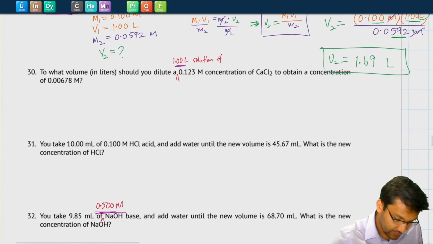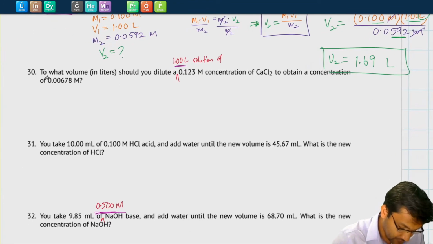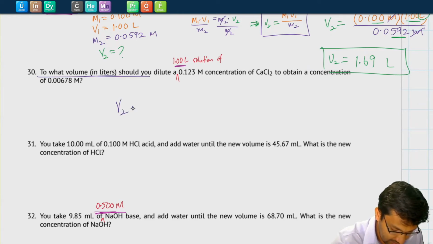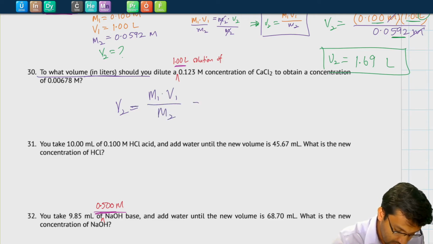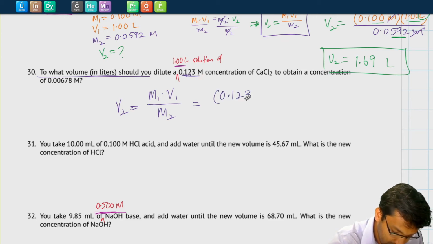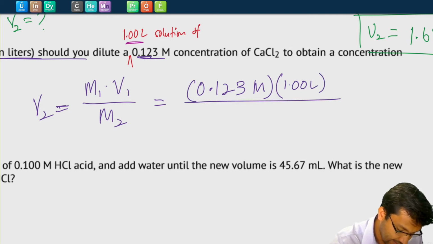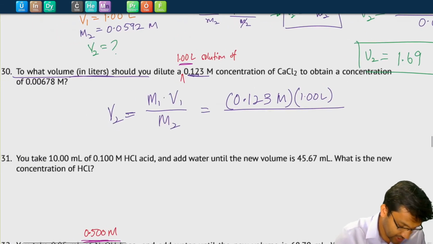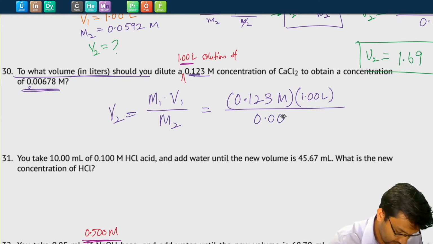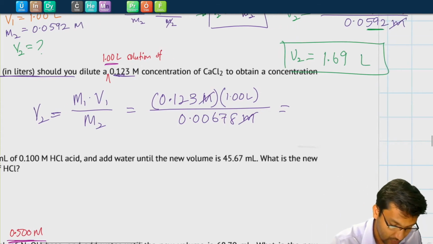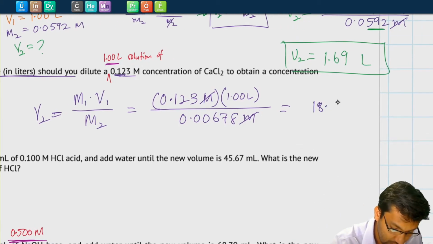Similarly, for number 30, we find that the final volume that we're interested in is similarly M1 times V1 over M2. So we just plug our values in. M1 is the starting concentration, it's 0.123 molars. V1 is our starting volume, 1.00 liters. And M2 is our final concentration that we're interested in, 0.00678 molars. And so if we plug all of these in our calculator, we find our answer is 18.1 liters.